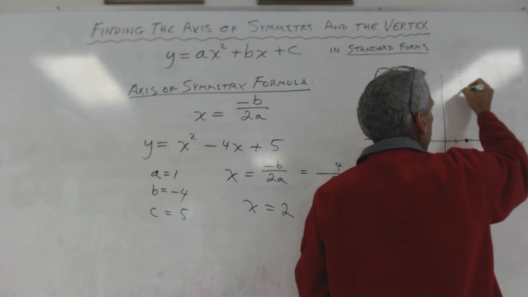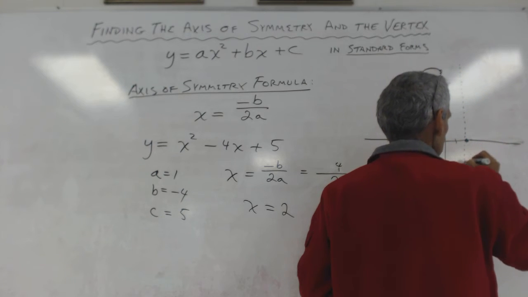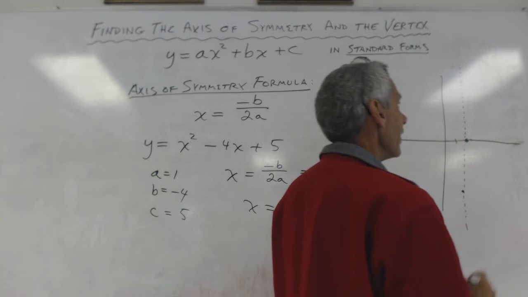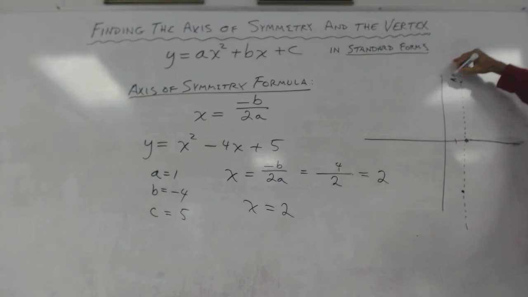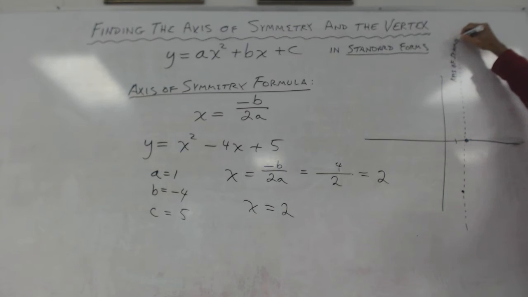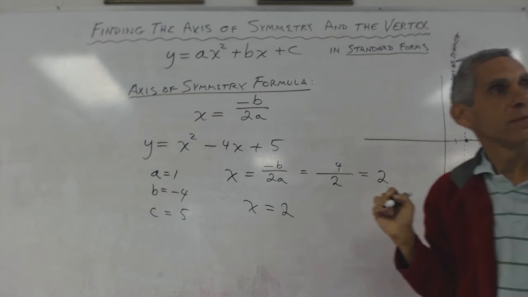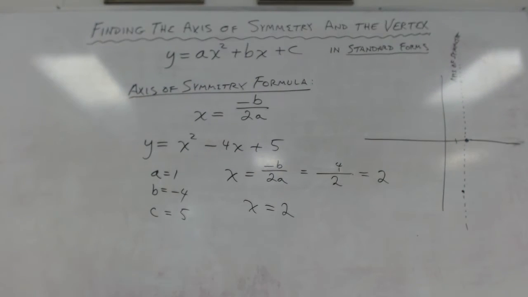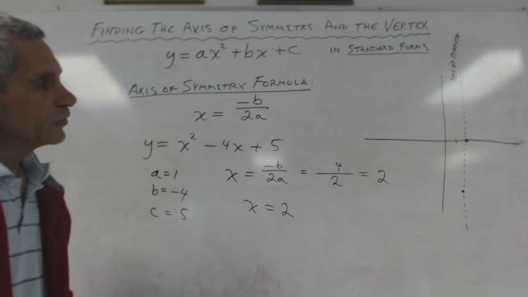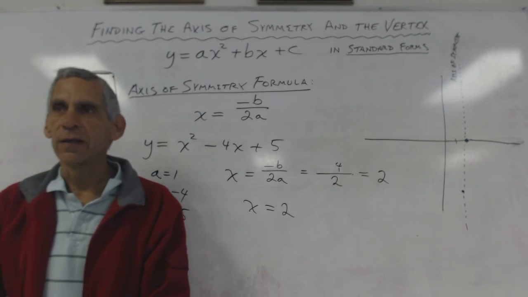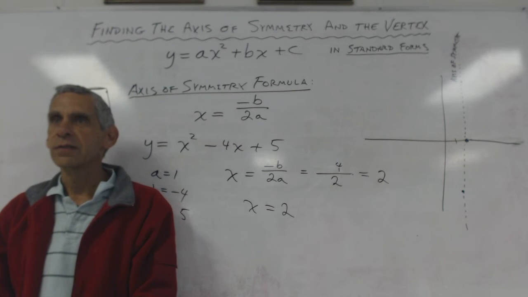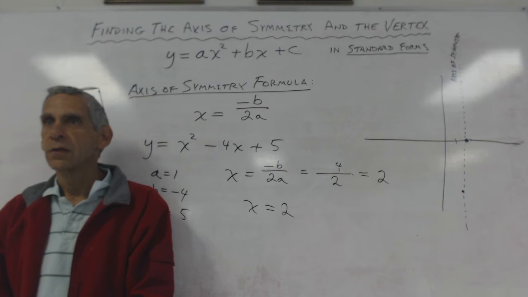Therefore, I have a vertical line at x equals 2. And that vertical line is my axis of symmetry. I know that my vertex is somewhere on that line. Does that make sense? Now, the question is, how would I find where on that line? You solve it normally, but that is your axis of symmetry.